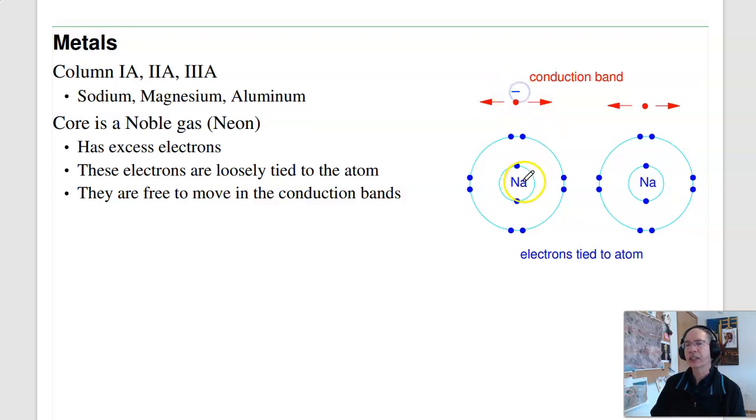Again, electrons are minus charge. The nucleus is plus charge. I have 11 plus charges. I need to have 11 minus charges to be neutral. But that 11th electron isn't really tied to any particular sodium atom. It's free to move throughout the crystal. That makes sodium a very good conductor of electricity. These electrons can move, and we call that the conduction band. They conduct electricity.